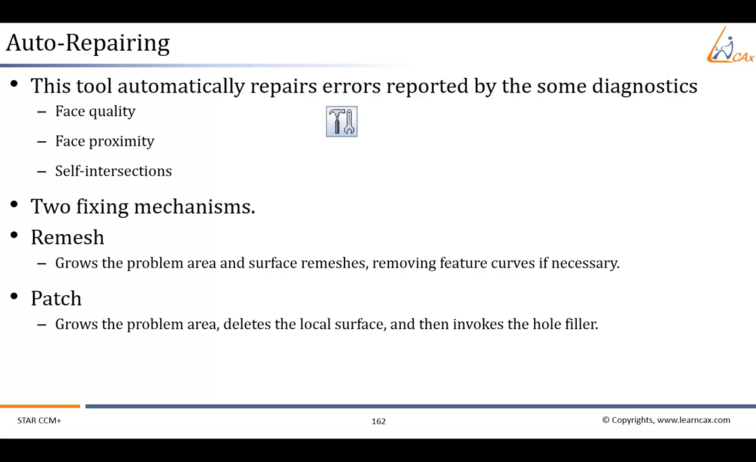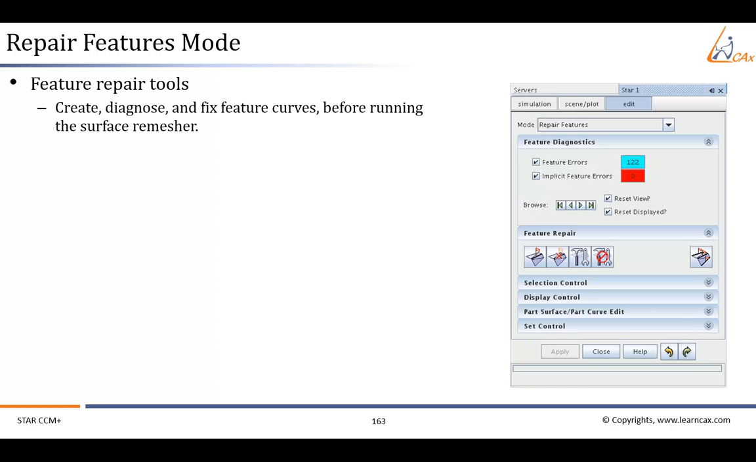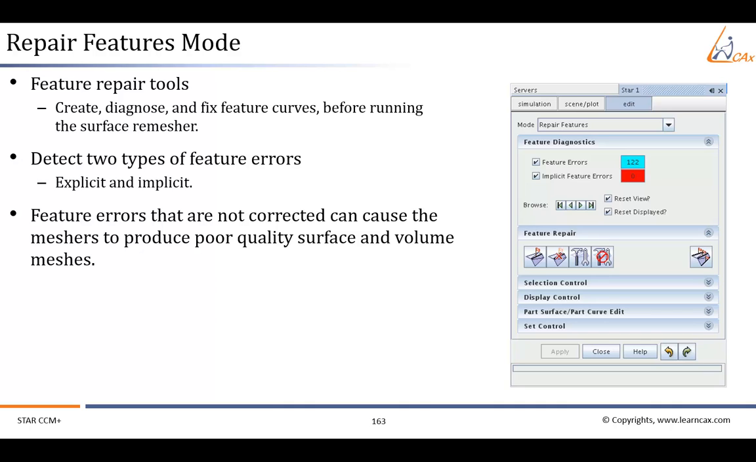We have seen surface repair tools till now. Next, we will see some repair tools which are applied on features. This is available under the Repair Feature mode. You can use the feature repair tools to create, diagnose, and fix feature curves before running the surface remesher. The tool can detect 2 types of feature errors: explicit and implicit. Feature errors that are not corrected can cause the meshers to produce poor quality surface and volume meshes.